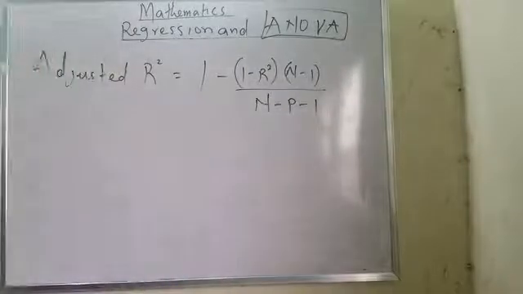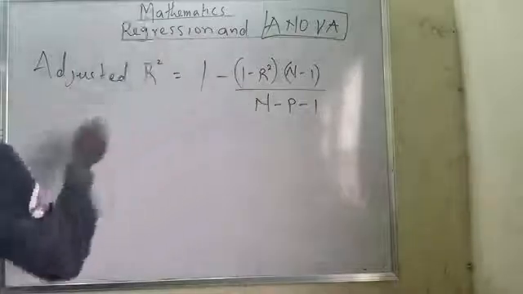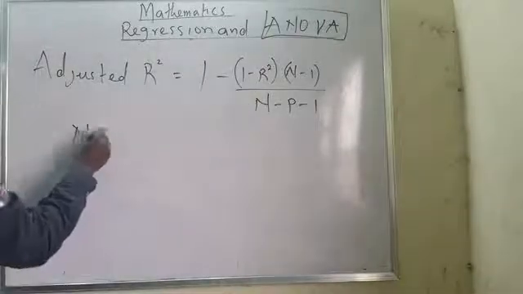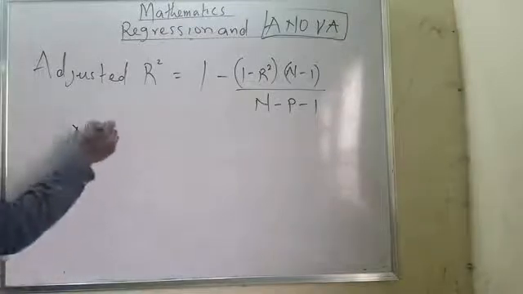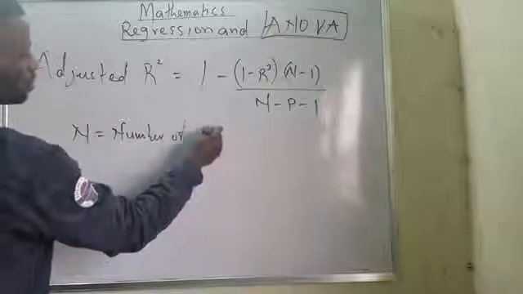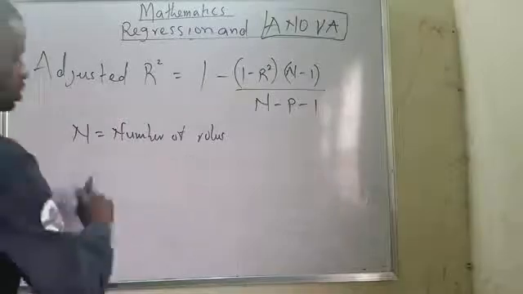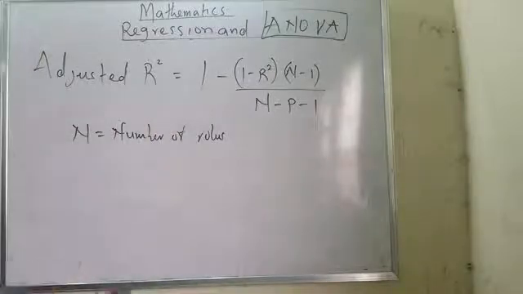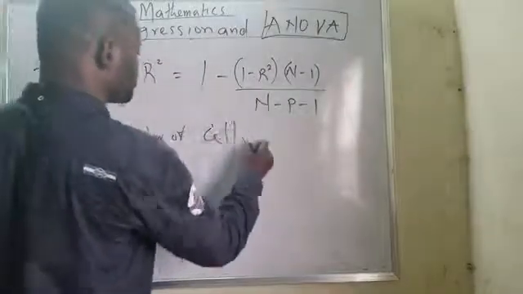Now, you don't need to stress yourself much. We all know that your R squared is what you just found. The n is the number of rows. Number of rows, like 1, 2, 3, the number of your cells. Let me use the word cells. Number of cells. Please take note of that.